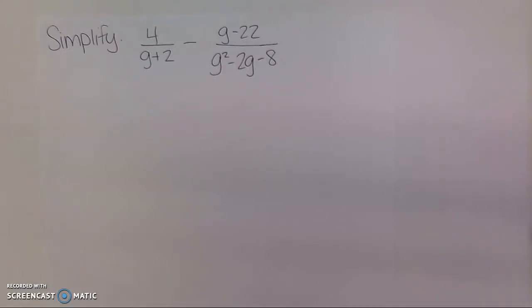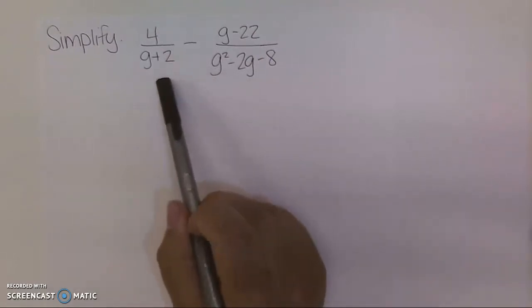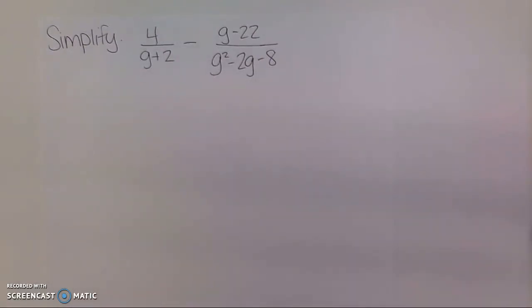Okay, so let's talk adding and subtracting rational expressions. With adding and subtracting rational expressions, it's just like adding and subtracting fractions. You need to have a common denominator. In order to identify this common denominator, we need to make sure that both are as factored as they can be so we can identify what's missing.